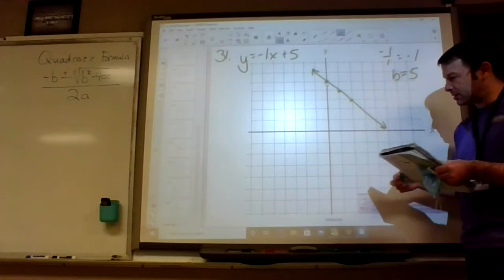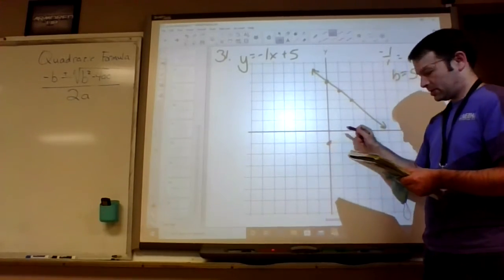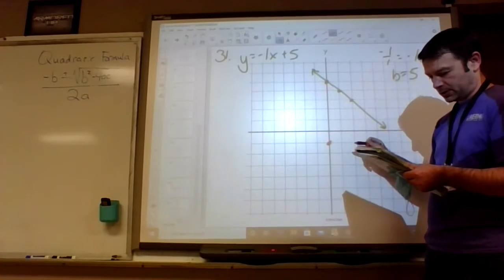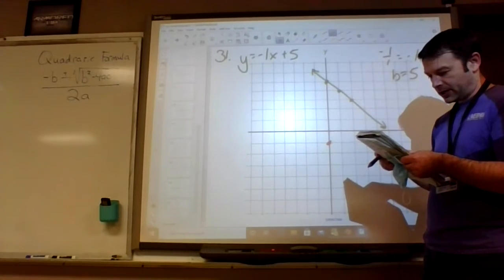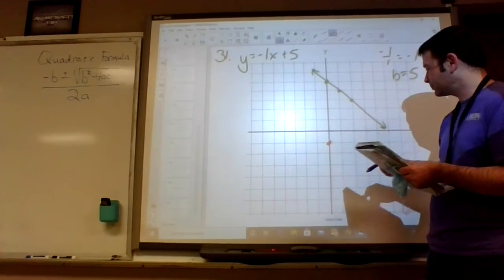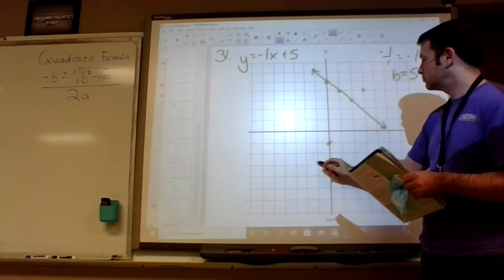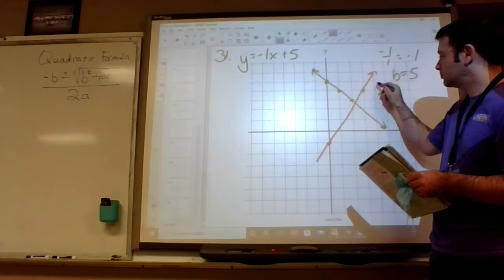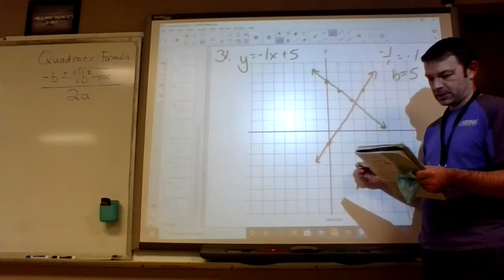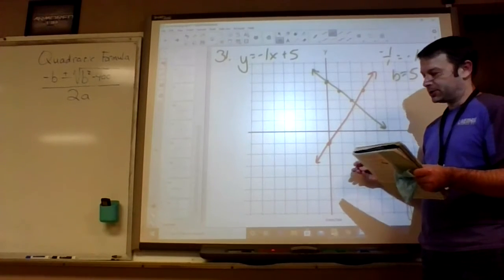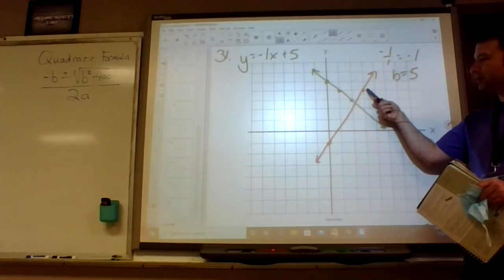Okay, the other line looks like it's crossing at 0, negative 1. Do we write both of these equations? Yes, both equations. What's another point it goes through? Looks like 3, 4. So there's a point at 0, -1, and there's a point at 3, 4.